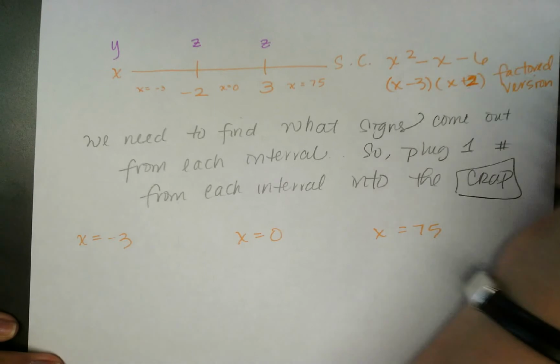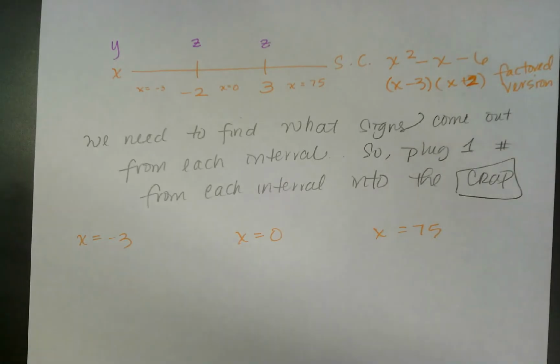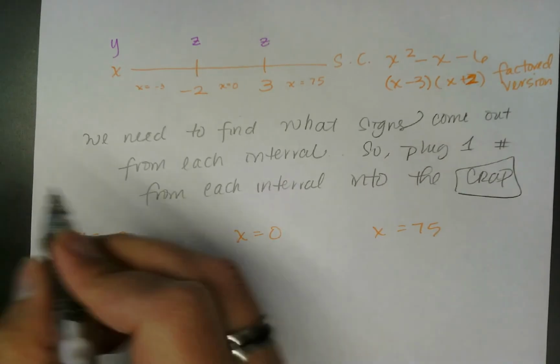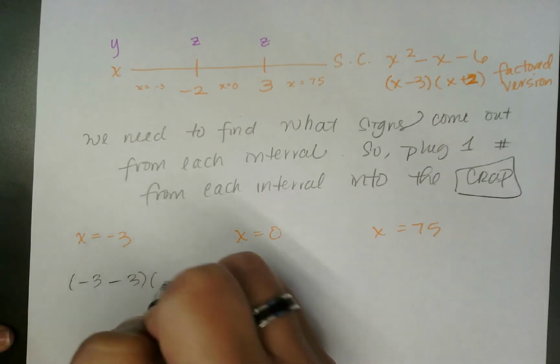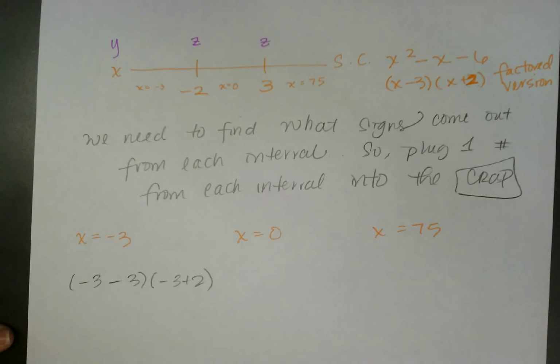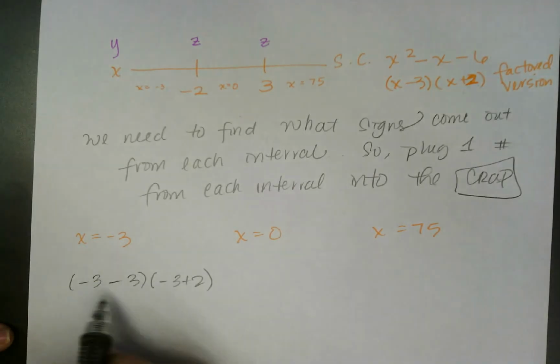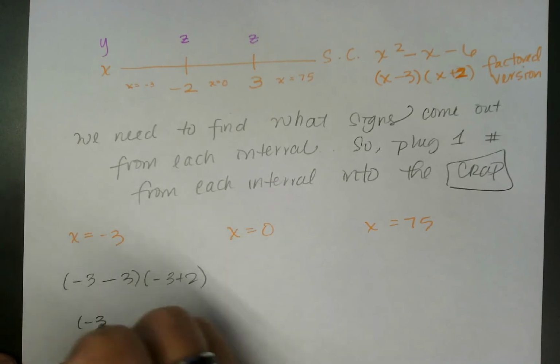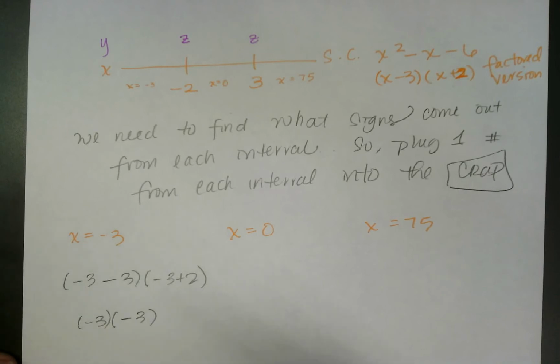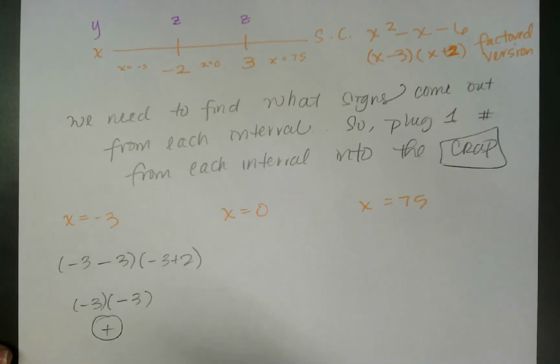See, if I had a dry erase board, it'd be alright. Here we go. I'm going to plug it into my factored version. -3 minus 3 times -3 plus 2. That's a negative times a negative, so all I'm doing is looking for signs. I don't care about the number. I need to know the signs. This is a sign chart. That's why the factored version is nice. And that is positive. That's all I need. I just need the sign.